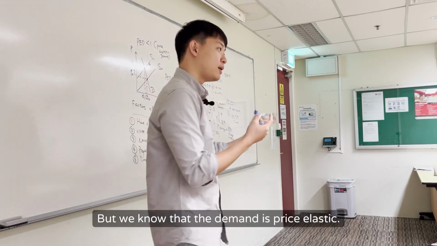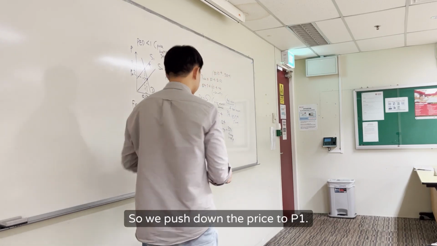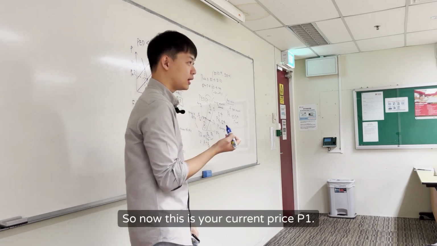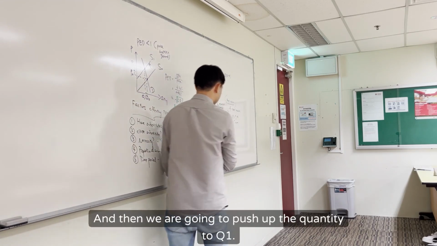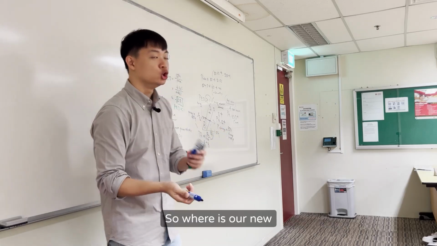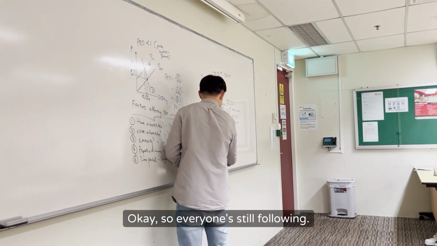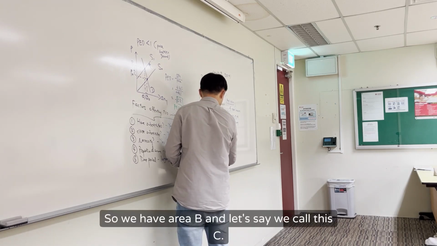But we know that the demand is price elastic. So we push down the price to P1. So now this is your current price, P1. And then we are going to push up the quantity to Q1. So where is our new total revenue? Okay, so everyone's still following. So now we have area B, and let's say we call this C.